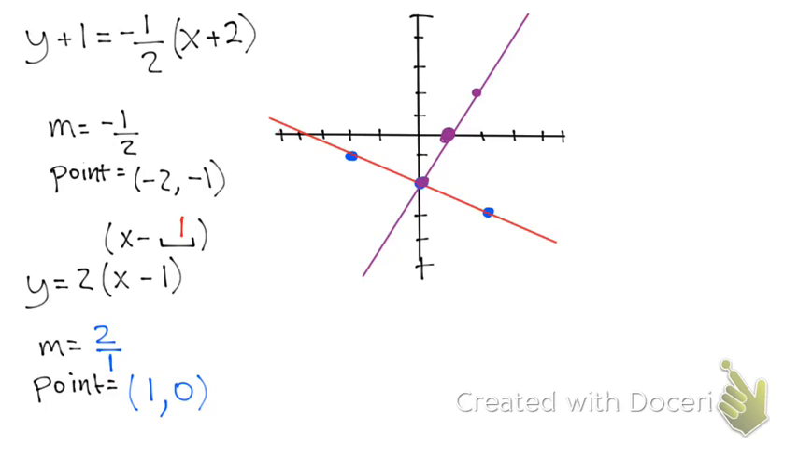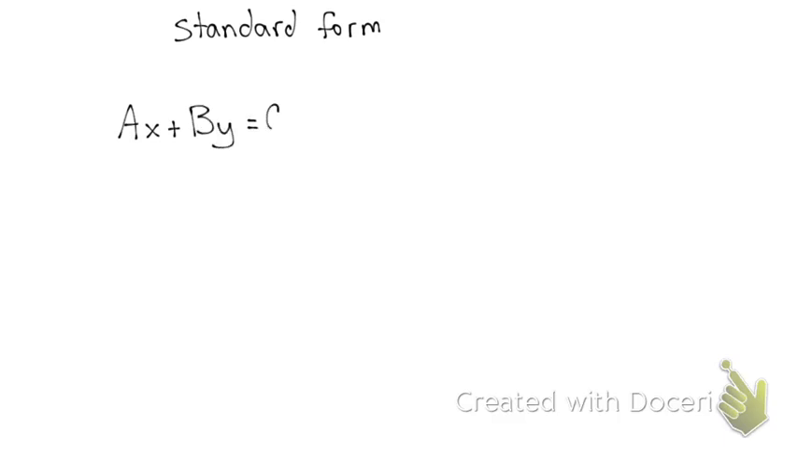All right, so let's move on to the next type of form that we have, which is standard form. So standard form is ax plus by equals c. A, b, and c have to be integers, so they can be positive or negative numbers, but you can't have any fractions or decimals. They have to be integers. So let's say we have 3x plus 4y equals 12. What we're going to do is take this function and graph that.